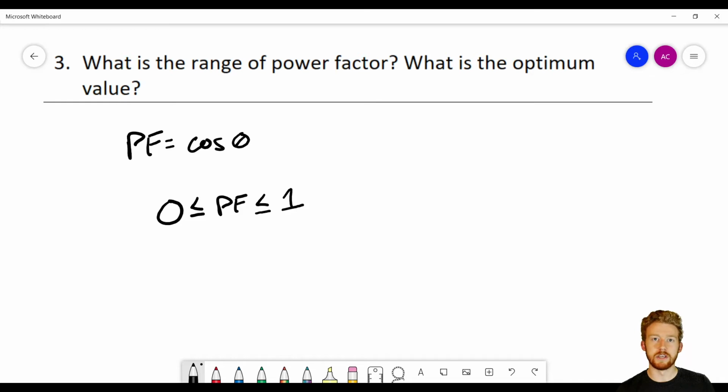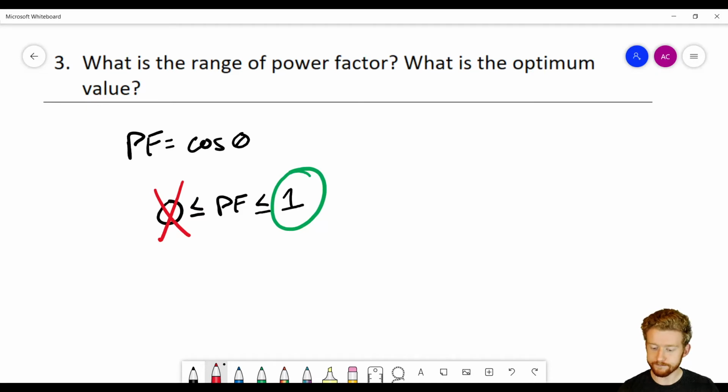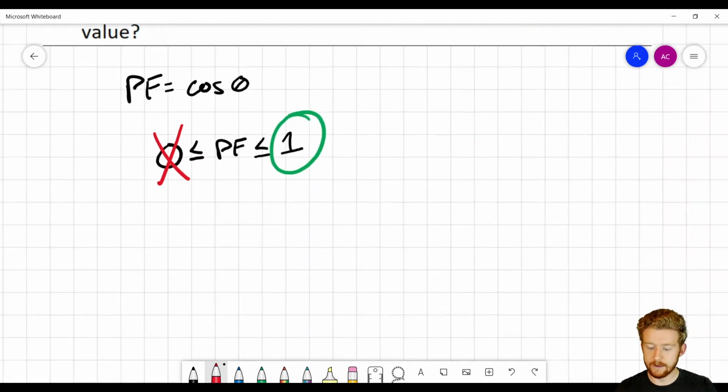Okay, now what is the optimum value? Well, it's probably either one of these. It's either 0 or 1. Okay? And remember, power factor is the ratio of real power to apparent power. Okay? So we want all of our apparent power to be real power. So that means our power factor optimum value is going to be 1. That's the one we want. So I'll use green here because this is good. This 0 is really bad. We don't want it. So we want a power factor of 1. All right, so that's the last of the conceptual problems.